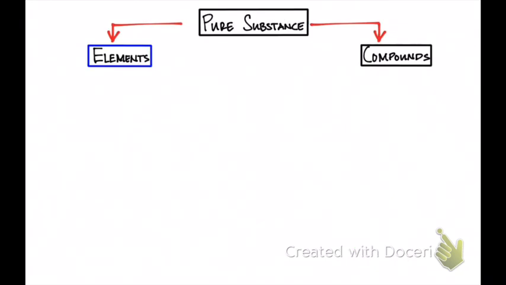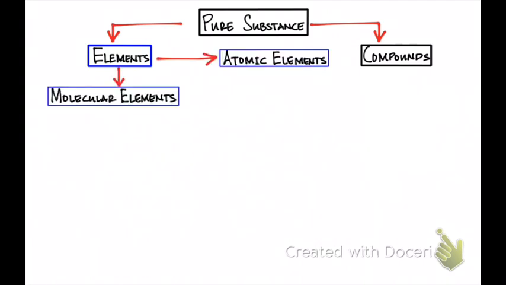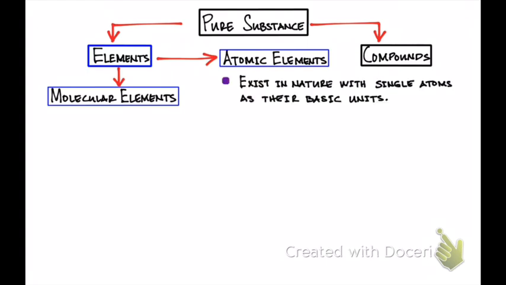So before we shift completely and permanently to compounds, let's talk a little bit more about elements, because there's actually two categories of elements. There's what they call atomic elements and molecular elements. Atomic elements are those that exist in nature with single atoms as their basic units. So what that means is that these atomic elements are the elements that can exist in stable form as single atoms, okay, containing single atoms.